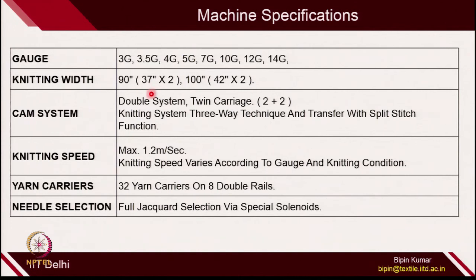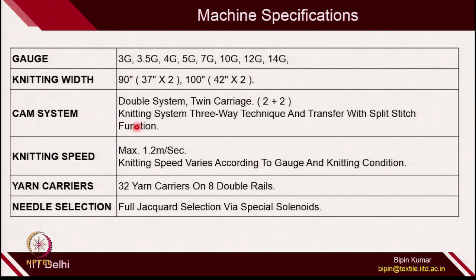The third one is the cam system, which I just introduced. Double system means it has two cams, so at a time two feeders can be taken by these cam systems. And twin carriage I have already shown you. If the bed size is much bigger, you can have one carriage operating on one side of the machine and the other carriage operating on the other side. In each of these carriages, you can have one system, two system, three system. I showed you the video of three system, and single system you have already seen. So if a machine has twin carriage with three system, it means in one go you can produce six courses. That is the benefit of having multiple systems and multiple carriages.